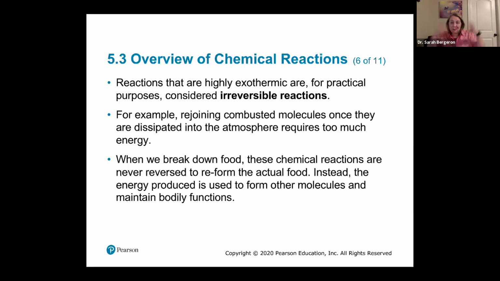If you think about an explosion or something like that, we can't reverse that. You can't put together all the little pieces of ash and all the carbon dioxide in the air. It's not going to happen. So, you can't go backwards.